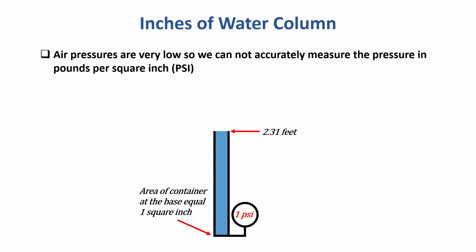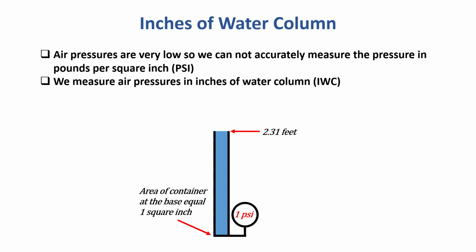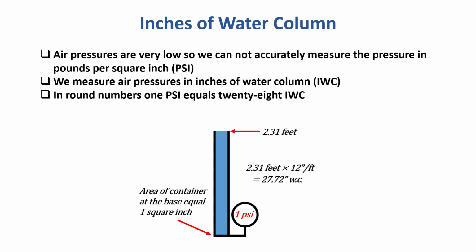Air pressures are very low, so we cannot accurately measure the pressure in pounds per square inch. We measure air pressure in inches of water column. In round numbers, 1 pound per square inch equals 28 inches of water column. In the picture below, I have a 1 square inch column of water, 2.31 feet tall, which is 1 pound per square inch. Therefore, 2.31 feet times 12 inches per foot equals 27.72 inches of water column.